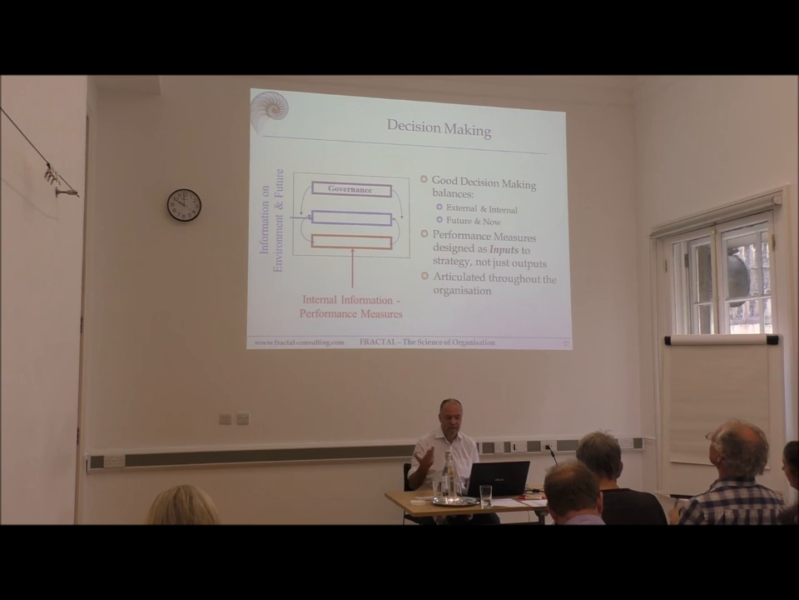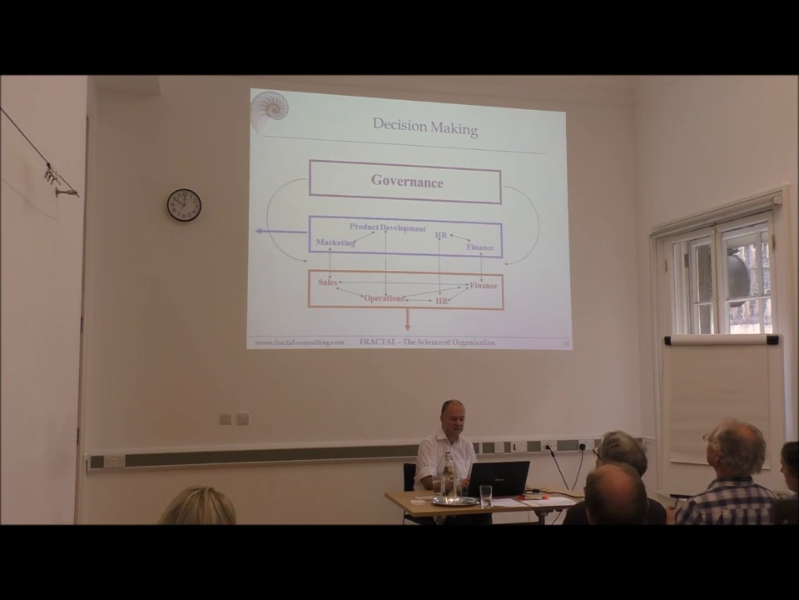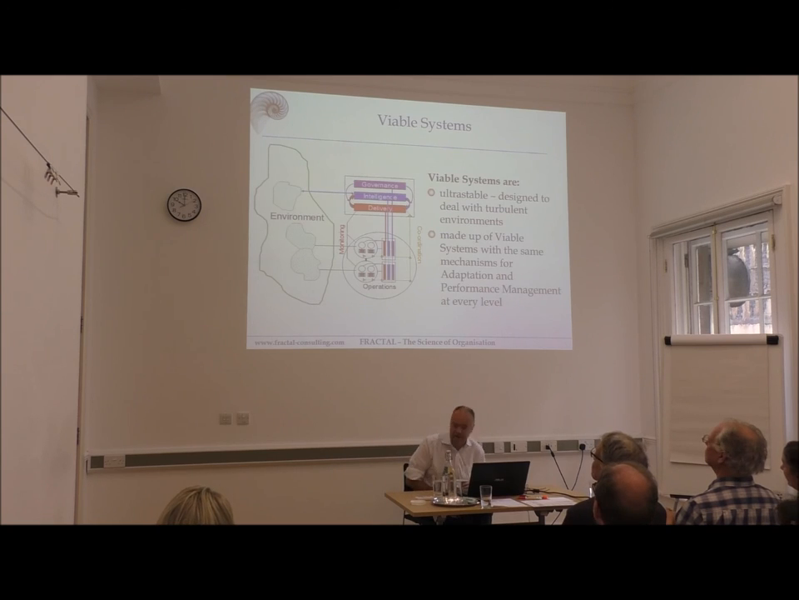So in VSM, this is all about balance. So good decision making involves balancing the outside and the future with the inside and now. And articulating that balance through the organisation. So the same mechanisms for decision making at every level, team, department, division, whole organisation. So from a model point of view, it's really, really simple. You've got exactly the same rule set at any scale and at any size of organisation. And one of the beauties of it, of course, is that means if you can design a team, you can design a department, you can design a division, you can design a corporation, you can design a conglomeration of organisations. It's exactly the same set of design principles. I'll skip that one, because we're running short on time.